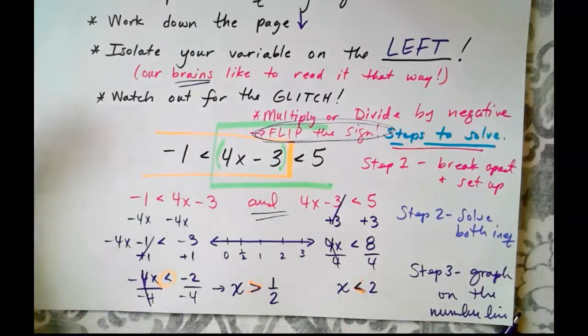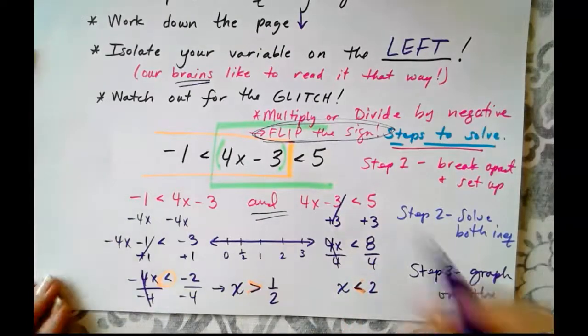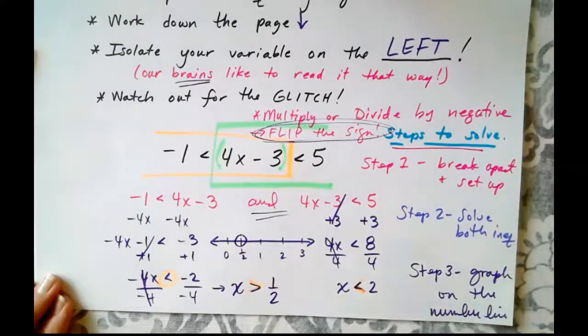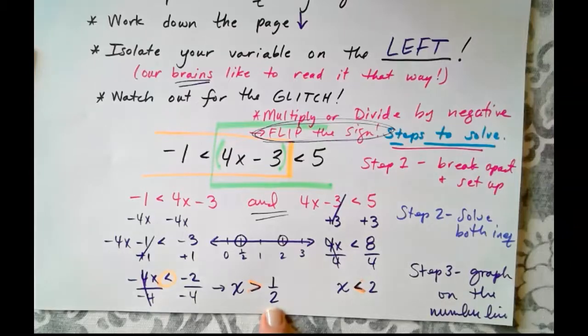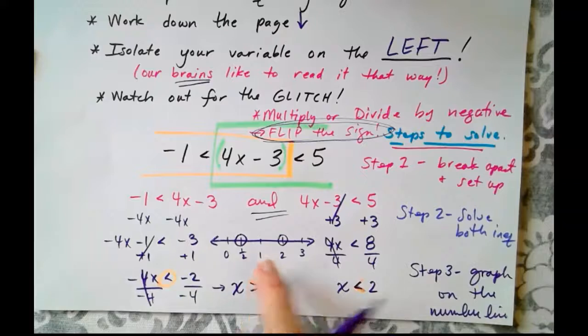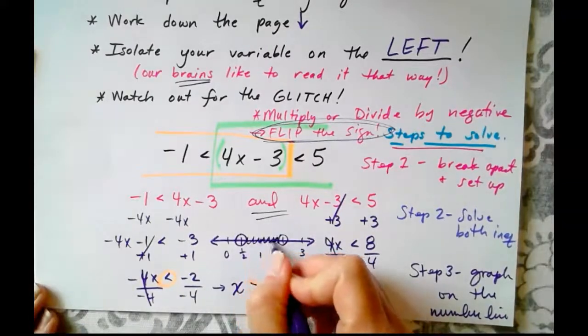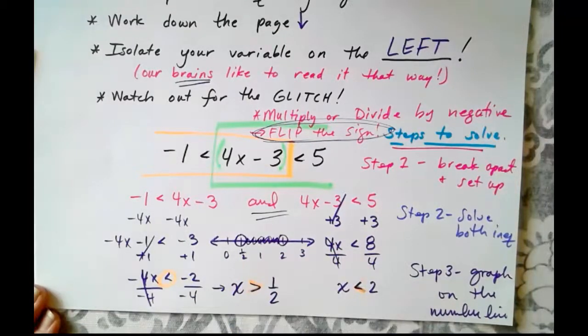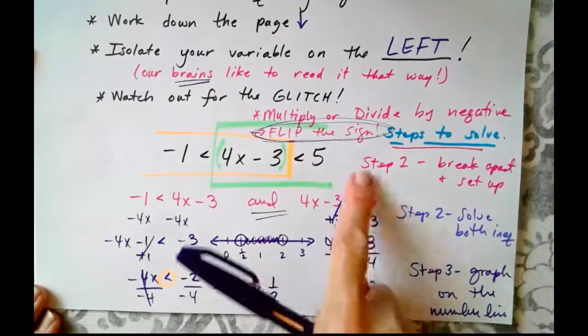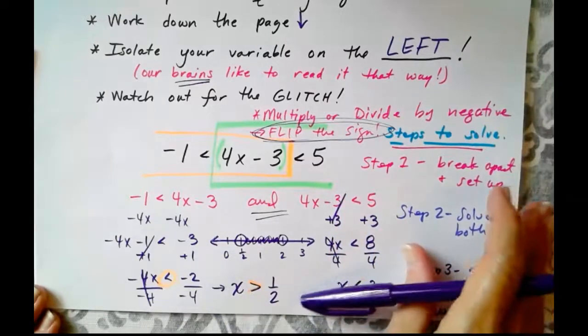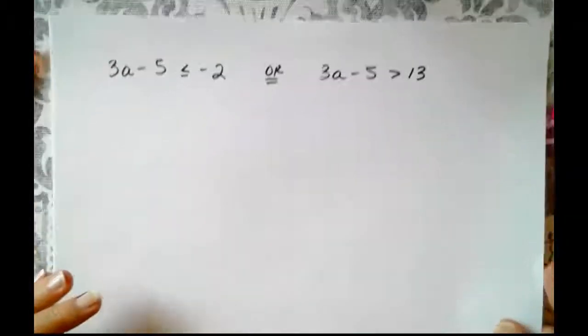We will have open circles because we are not including 1/2, nor are we including 2. But what is a number that's bigger than 1/2 and smaller than 2? It's 1. So this is a conjunction of sets. We're shading in everything in the middle between those two numbers. Step 1, step 2, step 3. I'm going to write them again if you missed them that time. Here we go. Next problem.